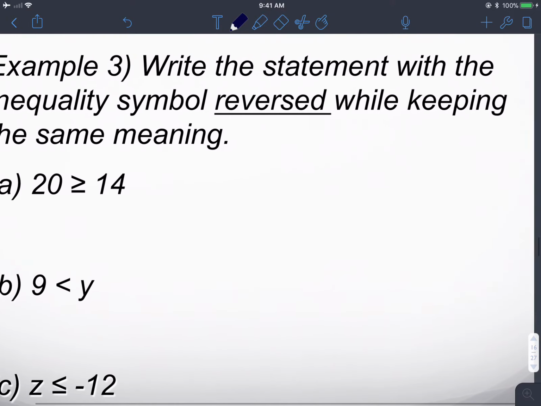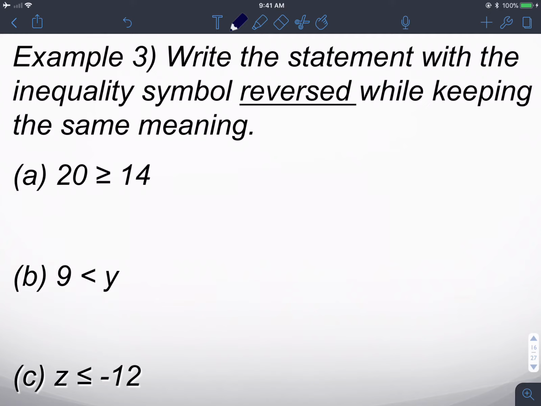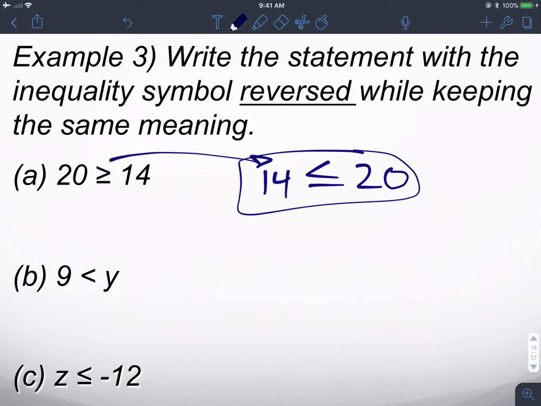You get this question on the homework and I believe on the test as well. It says, write the statement with the inequality symbol reversed, but keep the same meaning. So 14 would go in front and just flip it. Yeah, just flip the whole thing. Super easy. Okay? If I have to write this with a less than or equal to, well, I have to switch the numbers.